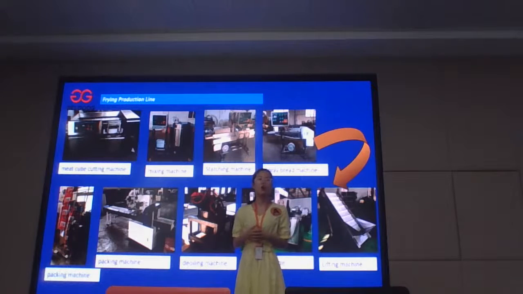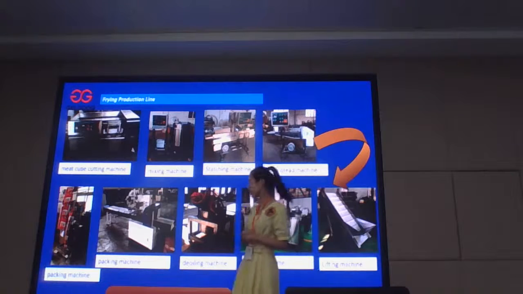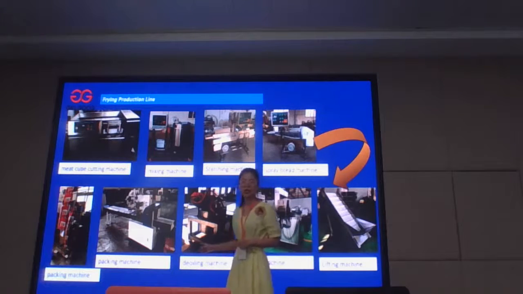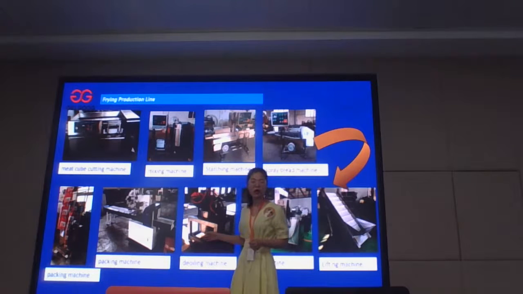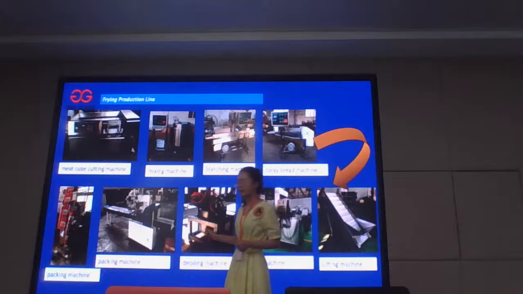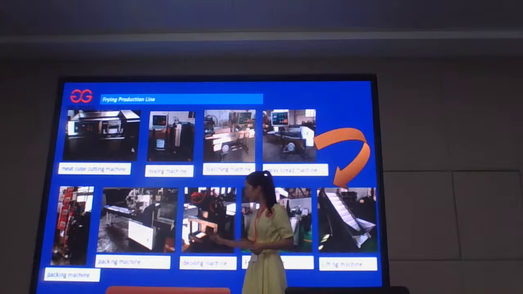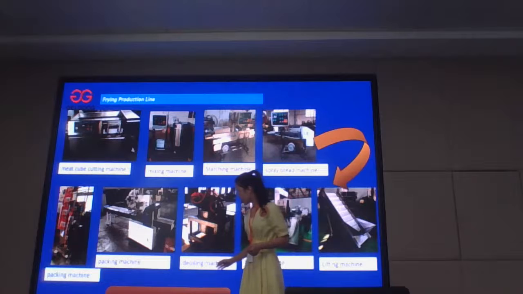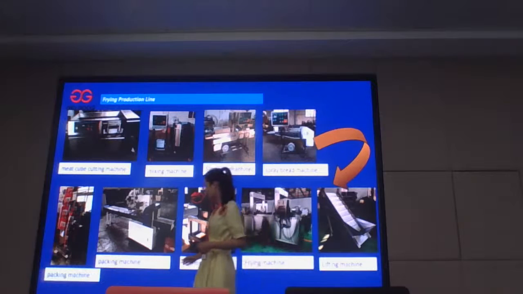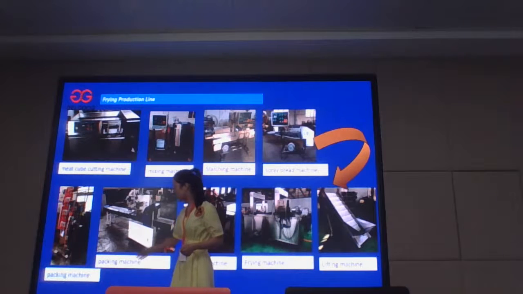have some oil. The taste is not very good. The oiling machine can remove the oil from the chicken nuggets. Just put the chicken nuggets in this container, then the chicken nuggets come out in here. Then after the oiling machine, we'll go to the packing machine.